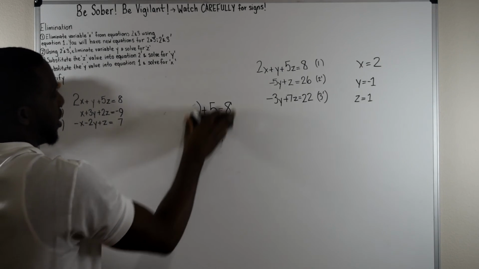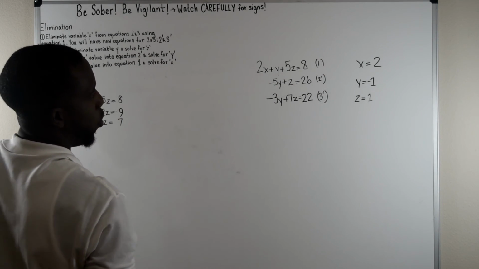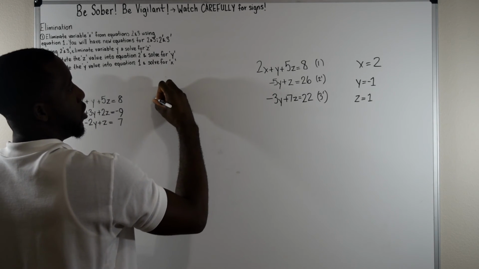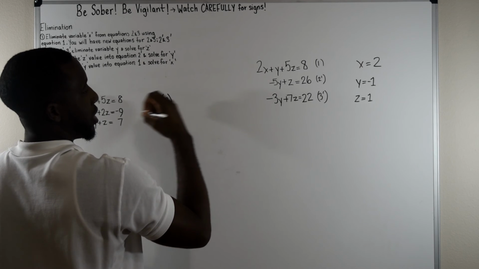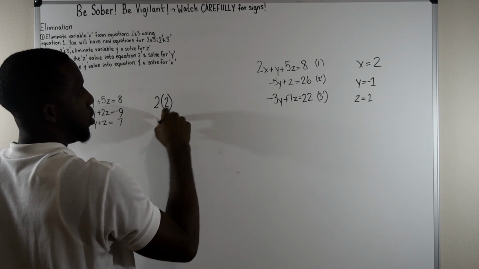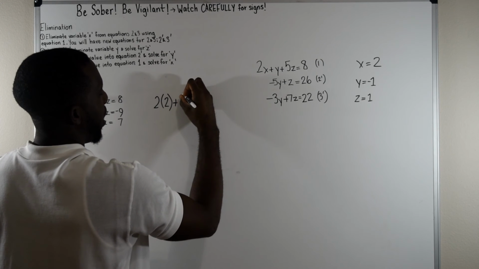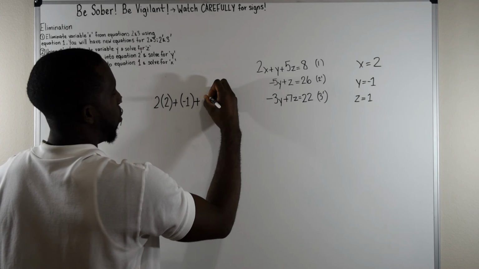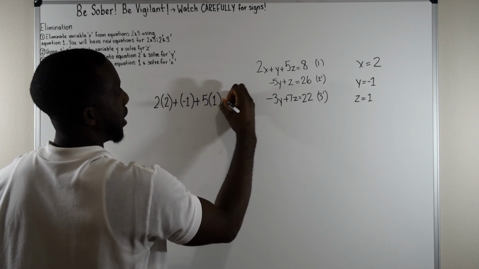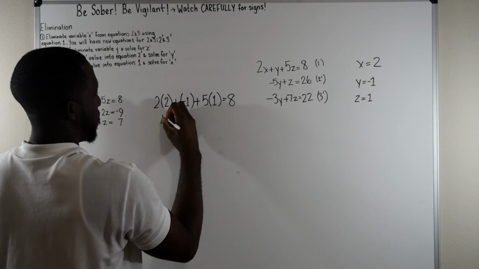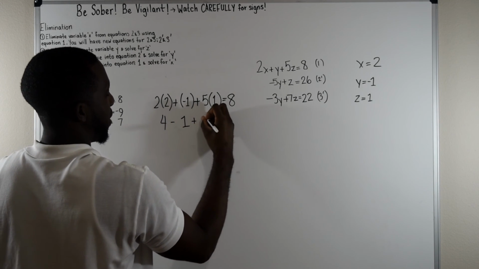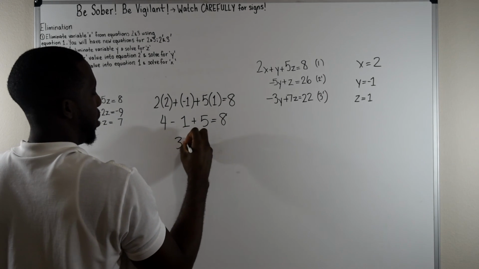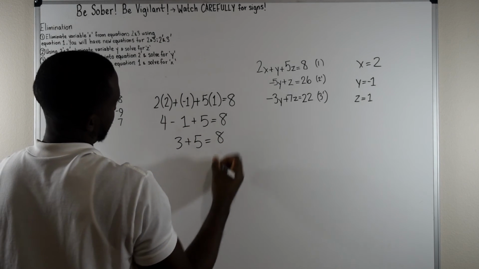So I verify. So I plug these variables into equation 1. All right, here's the moment of truth. So we got 2 times 2x. All right, 2x is 2 times 2 plus y is negative 1 and z is 1. And I should get 8. Okay, so this is 4 minus 1 plus 5 equals 8. Okay, 4 minus 1 is 3 plus 5 equals 8.